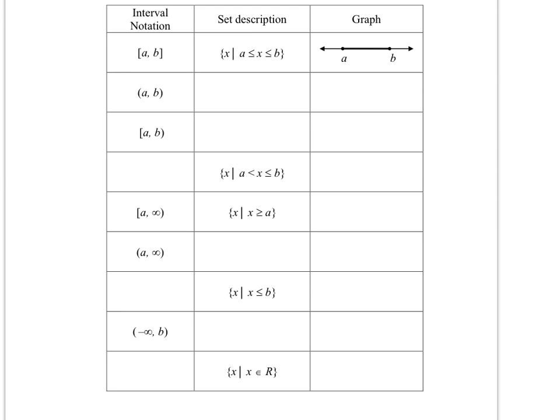So the first one, we can write like this. Remember, it's not including a and b. And I'll just give you the rest of the answers and you can check.